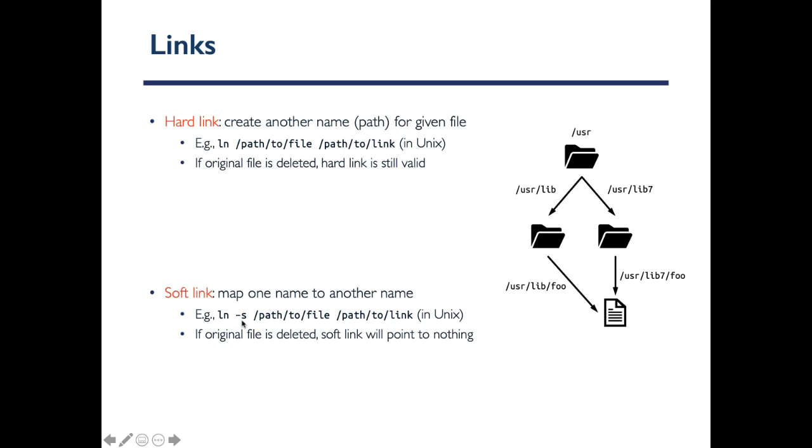And the difference comes with how you can delete the file. So let's say this usr lib foo is the soft link that you created. If you delete the original file, then the actual file will be deleted. So that's where the difference comes. With hard links, this wouldn't have been the case. But with soft links, now this link is a dangling link. It's not pointing to anything.